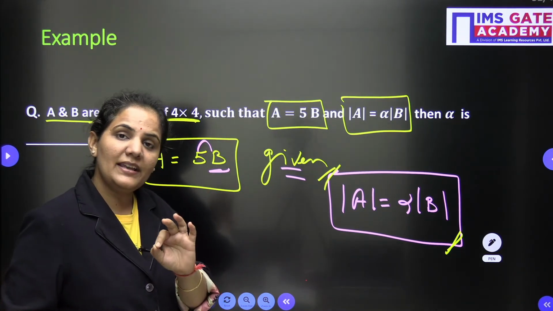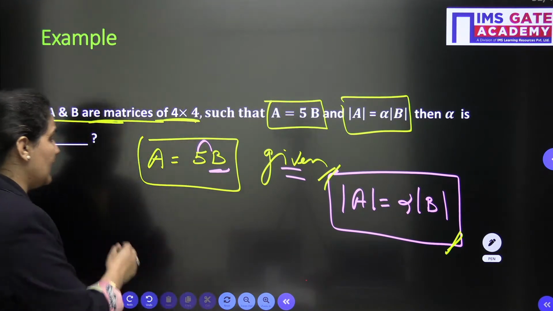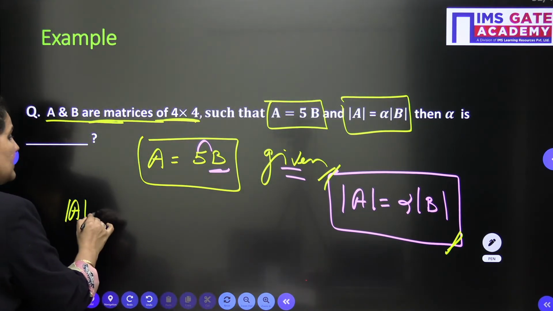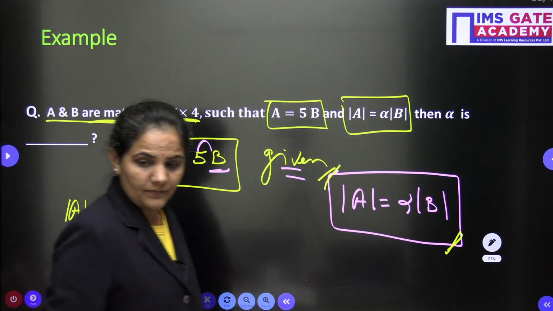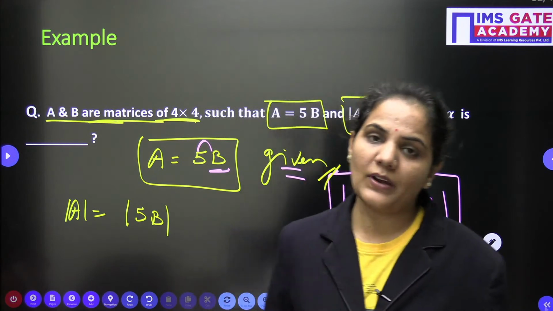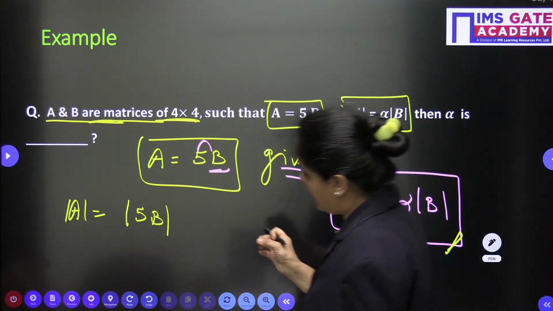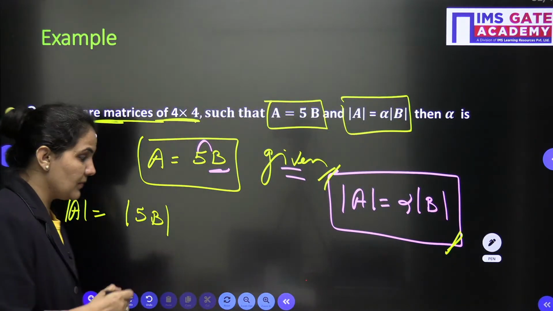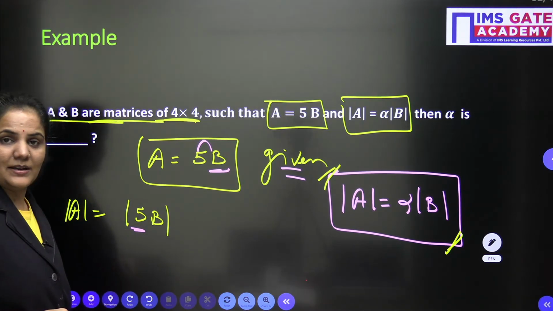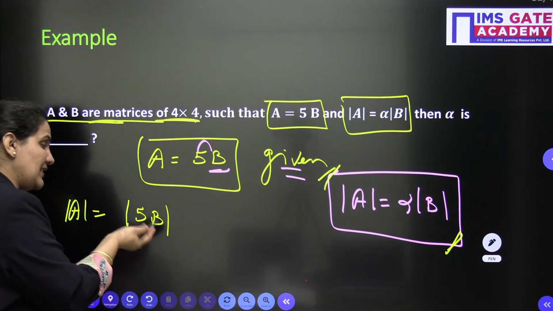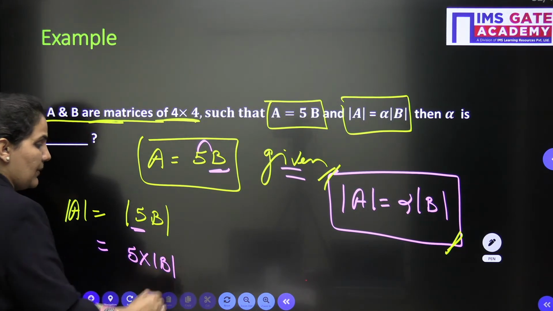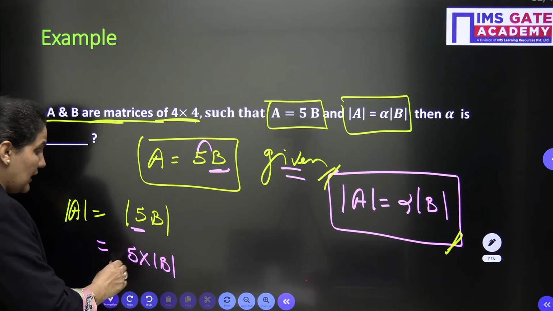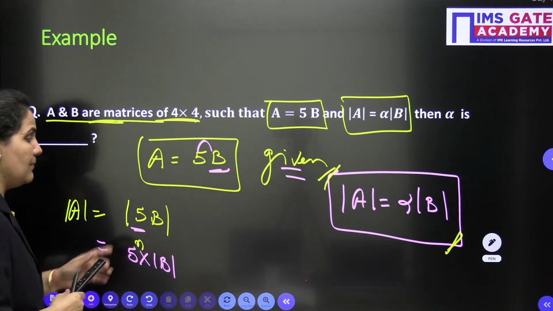Matrix B is multiplying here with the 5, then beta. If I take the determinant on both sides, I will take the determinant of 5 into B. If any scalar is inside this determinant and you want to take this scalar outside, you will not write it as 5 into determinant of B. No. You will write 5 to the power n, because why?